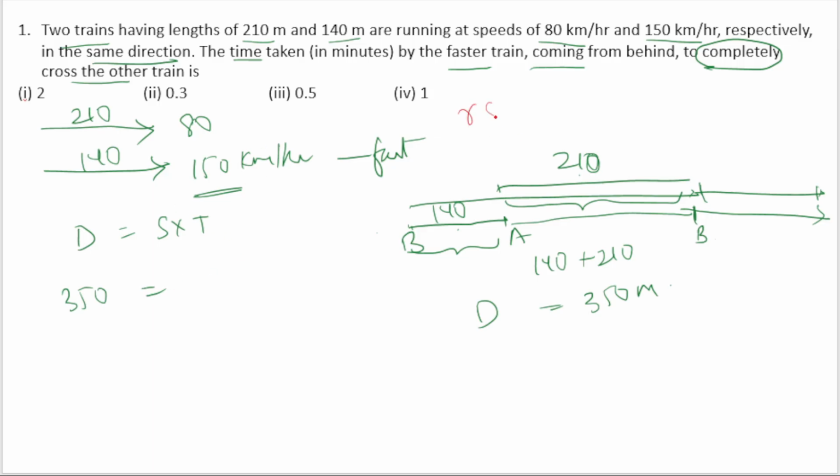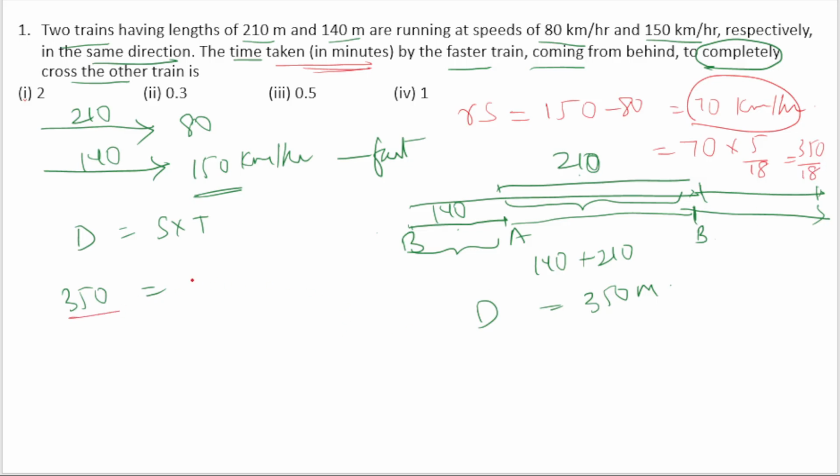See, what is the relative speed here? If the two trains are traveling in the same direction, it will be the difference: 150 minus 80. Relative speed is 70 kilometers per hour. We have to find the time in minutes. We will convert this 70 kilometers per hour into meters per second by multiplying with 5 by 18. It is 350 by 18 meters per second.